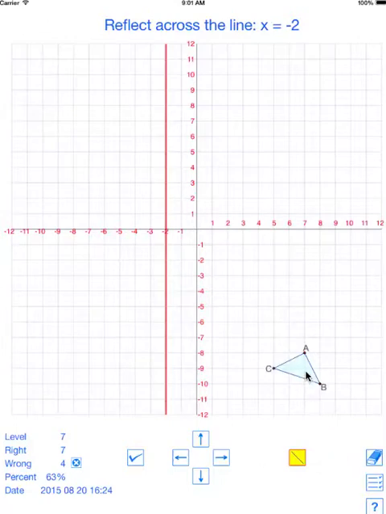Alright, so what I'm going to do is I'm going to click back on the line drawing tool. So now when I click, it's going to draw points. It's going to allow me to make my triangle. Now I'm going to just figure out how far away I am from the reflecting line.